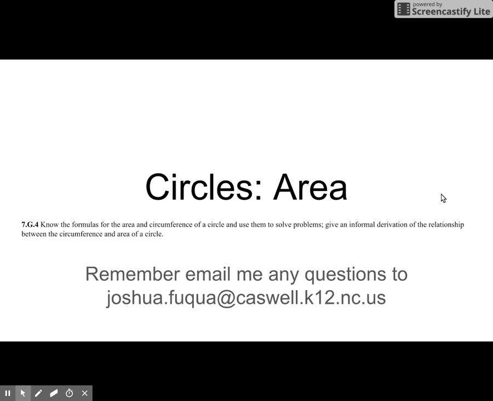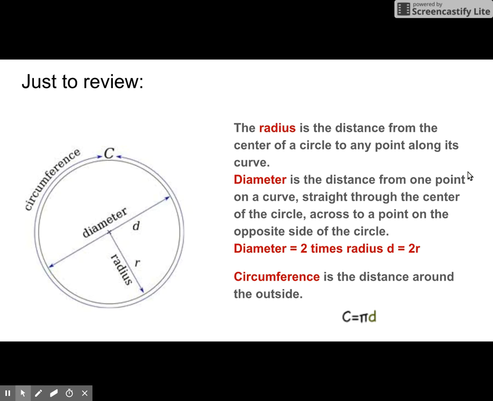As a quick review, the radius is the distance from the center of a circle to any point along its curve, represented here. The diameter is a straight line segment, also known as a chord, from one point on a curve straight through the center of the circle across to a point on the opposite side of the circle.